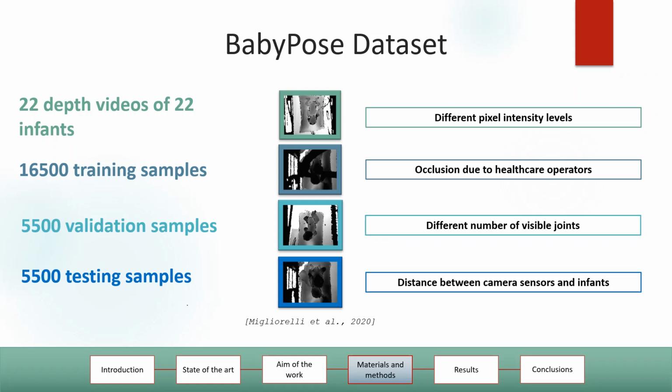The BabyPose dataset shows some challenges, such as different pixel intensity levels, the presence of limb occlusion and occlusion due to healthcare operators. There are different numbers of visible joints in the camera field and a variable distance between the camera sensor and the infants.